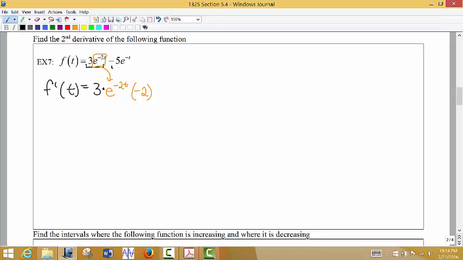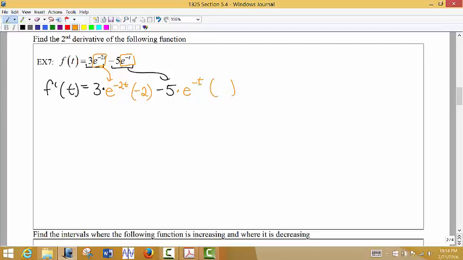So the next term is negative 5 times e to the negative t. So first of all, we're just going to copy down that constant of negative 5. Now we're going to take the derivative of the part that has the variable in it. So e to the negative t. Remember, when we have e to some power, the first thing we're going to do is we're going to copy down exactly e to that power. Then we're going to multiply by the derivative of that power.